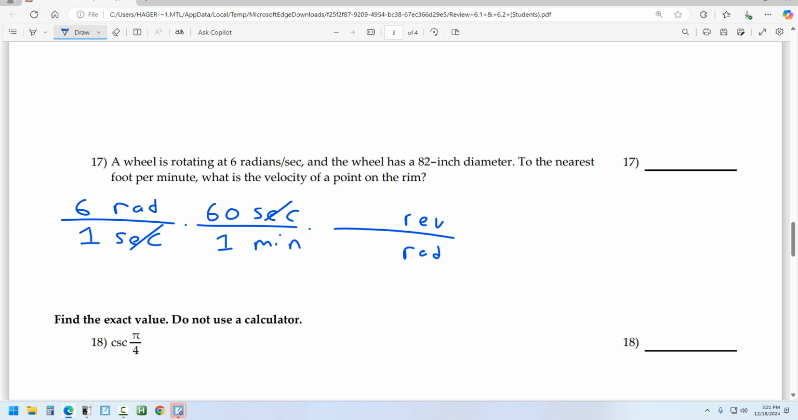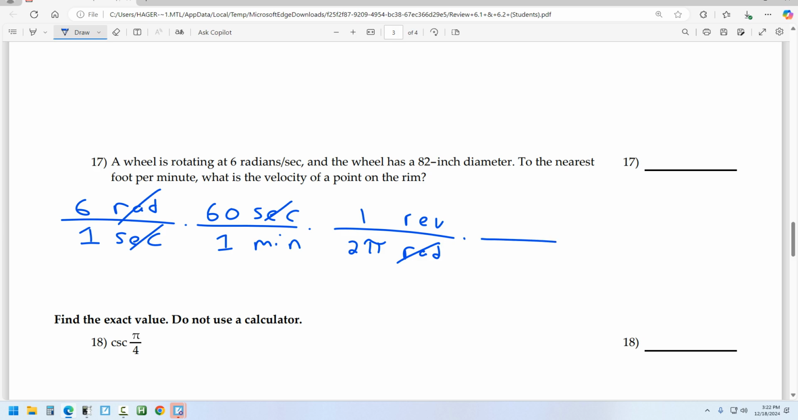What's the connection between radians and revolutions? It's something with a pi in it. 2 pi radians, yep. And how many revolutions? 1. Okay, so now we have a speed in revolutions per minute, like RPMs. Now we want to get rid of revolutions, and now we can go to inches.